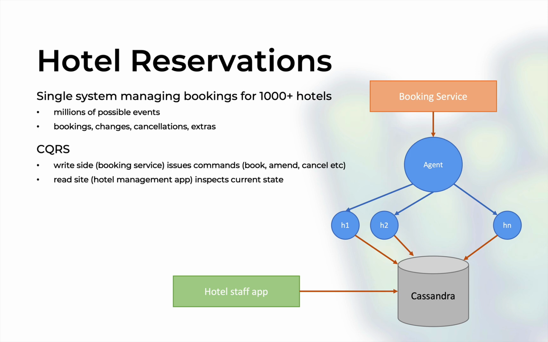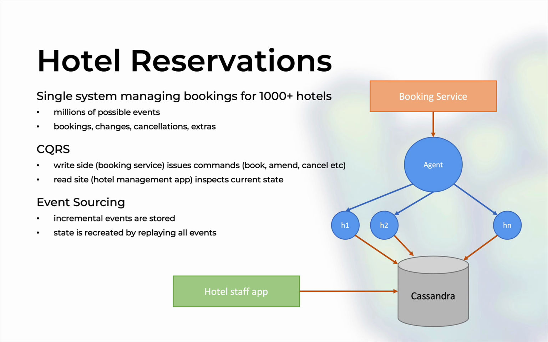So we will implement the CQRS pattern in which the write side, which is the booking service, will issue commands such as make a reservation, amend a reservation, cancel it, and so on and so forth, while the read side, which is the hotel management app, will inspect the current state for that particular hotel. And we can have many hotel staff apps independently monitoring their state. We will pair CQRS with event sourcing and Akka persistence, in which incremental events will be stored to Cassandra and the state of the system will be recreated by replaying all these events.